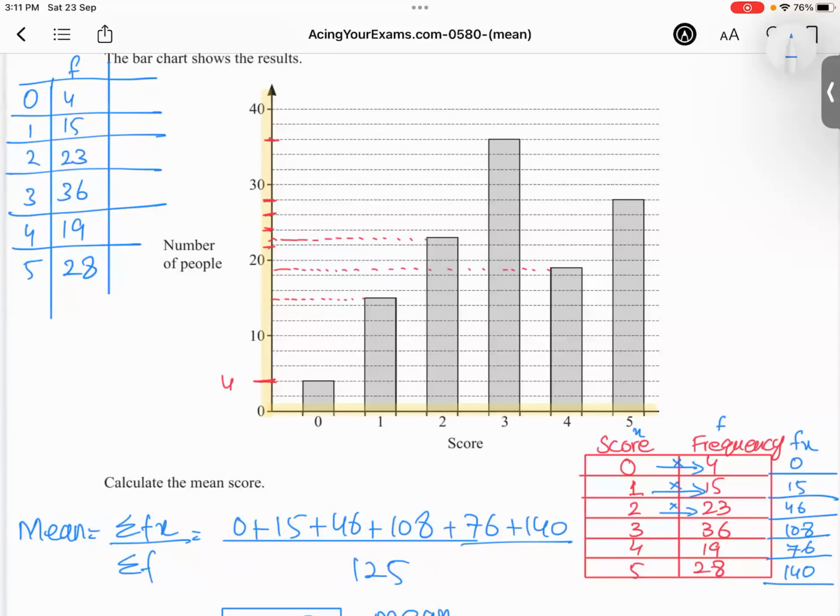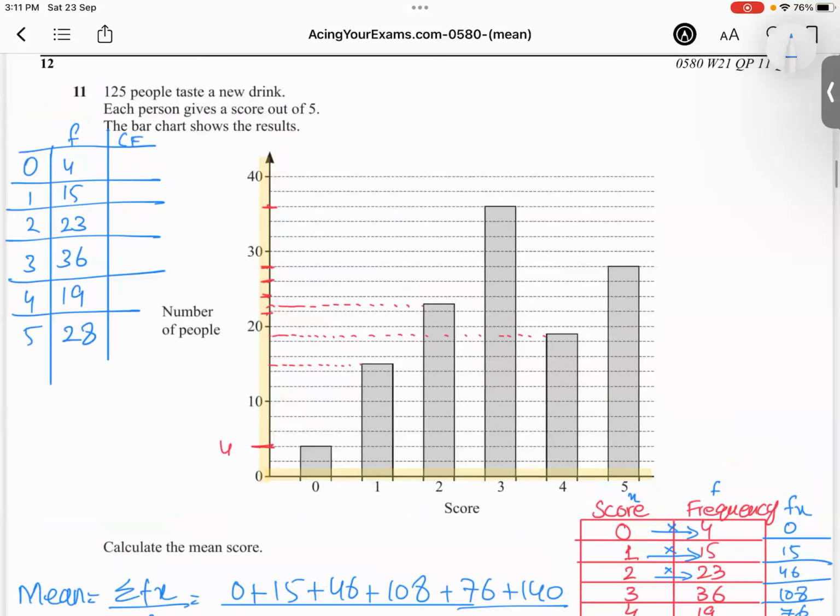Let's find out CF, and you know how to find it, it has been taught in class. CF is, write the first one as it is, 4. 4 plus 15 is 19. 19 plus 23 is 42. 42 plus 36 is 78. 78 plus 19 is 97. 97 plus 28 is 125.